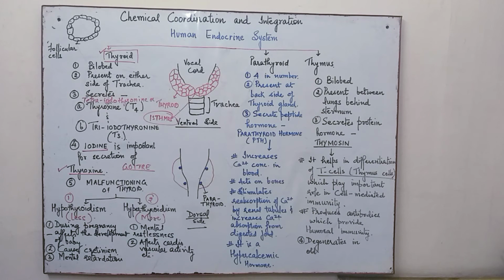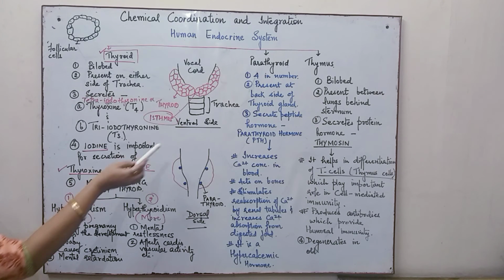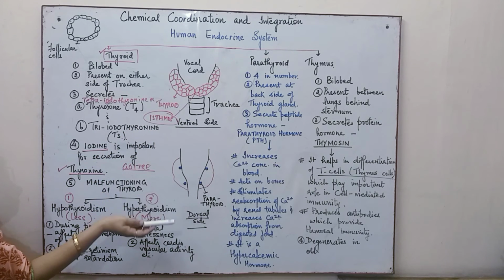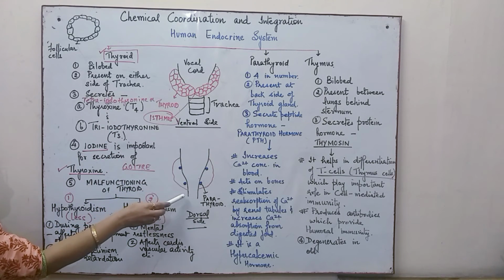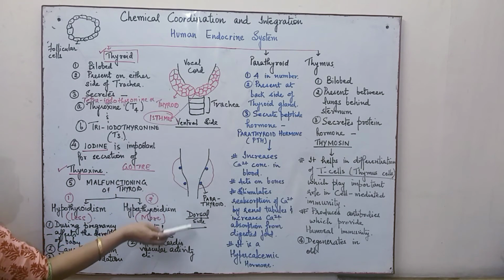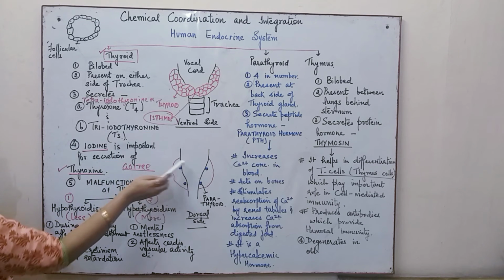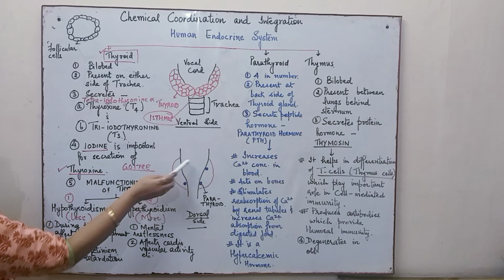Now, coming to the parathyroid gland. The parathyroid gland is named so because it is closely associated with the thyroid gland. This picture shows the thyroid gland on the ventral side, and at the back side, or the dorsal side, of the thyroid gland, the parathyroid glands are present. They are four in number.